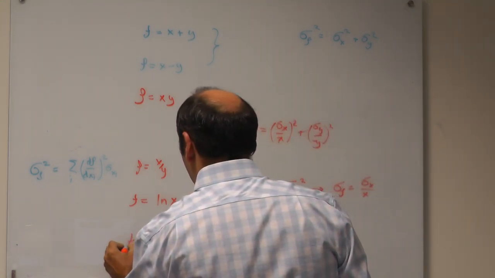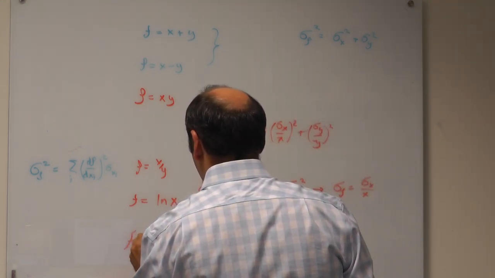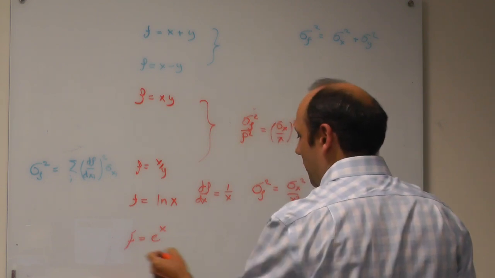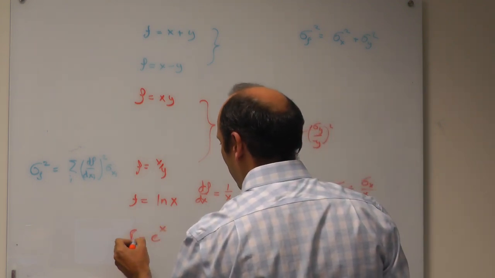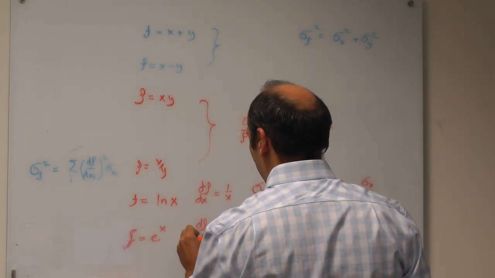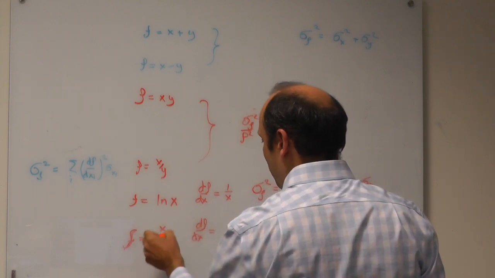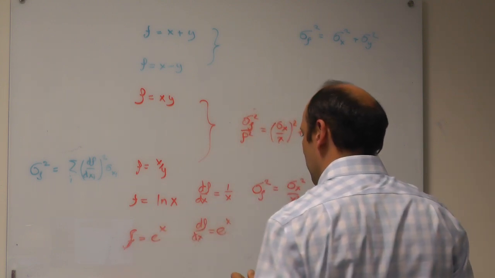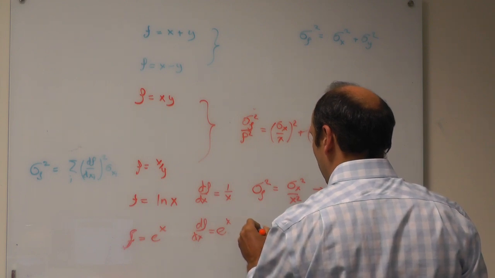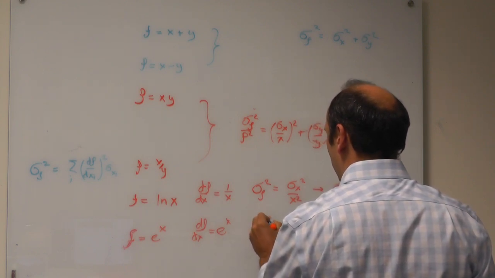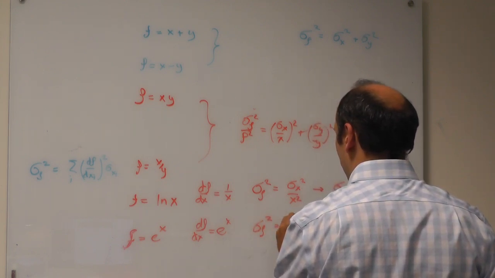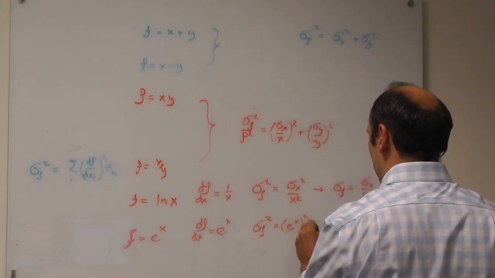Finally, the last one is the reverse of the log, which is the natural exponential of x, e to the x, that's f. df/dx is equal to the same thing, e to the x. Okay, differentiate it, I just get itself. So then sigma f squared is equal to (e to the x) squared sigma x squared.